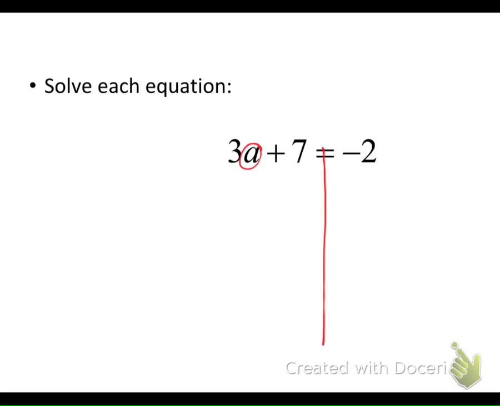SADMAP. Good, Kira. So what is SADMAP? What does that stand for? Subtract, addition, multiplication. Good. So what's SADMAP backwards? PEMDAS, which means order of operations. So we're basically doing order of operations backwards.